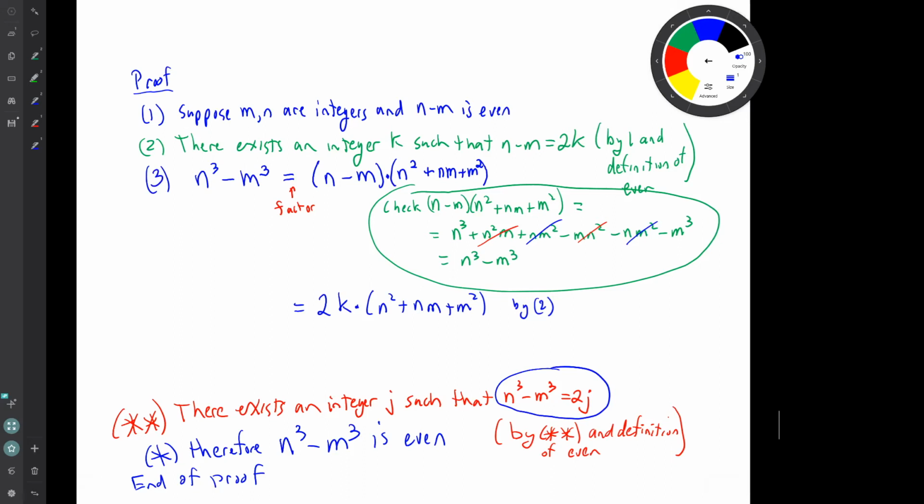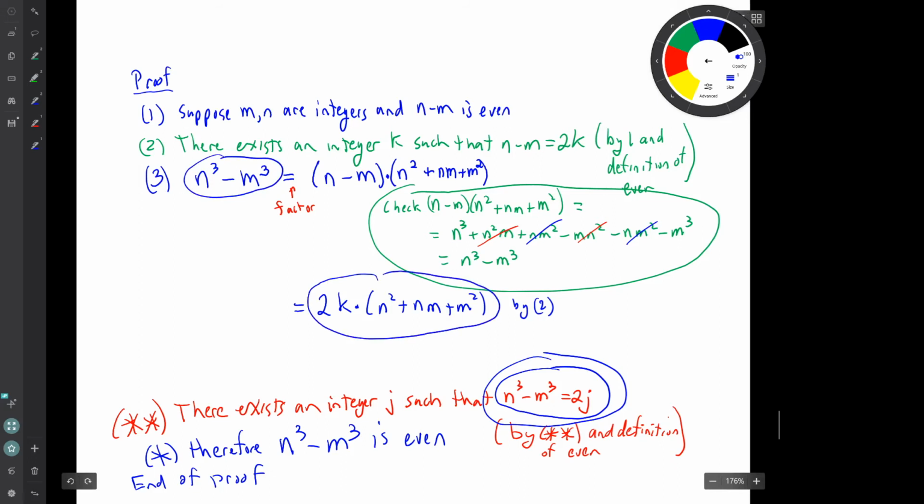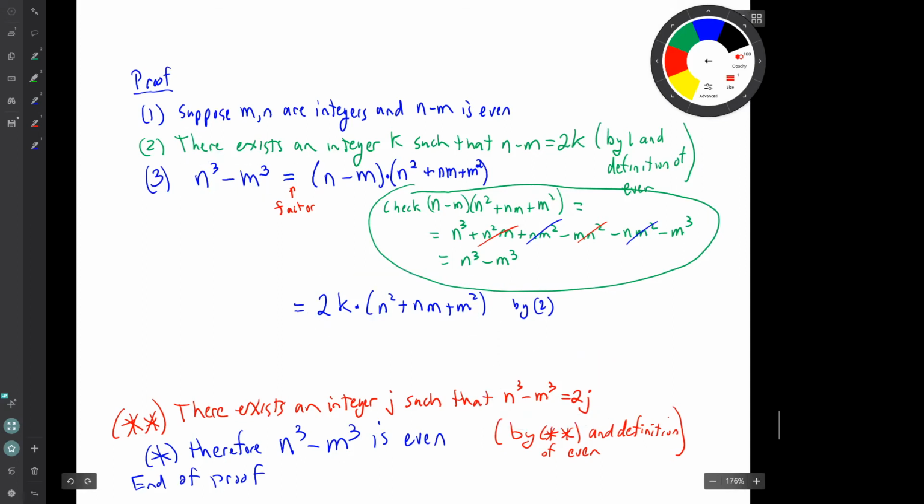Now look where we need to get. We need to get to this equation down here that says n cubed minus m cubed equals 2 times some number j. Well, look what we've got. We've got n cubed minus m cubed equals this thing. We are so close. All we need to do is let this stuff be j. So that'll be our step 4.